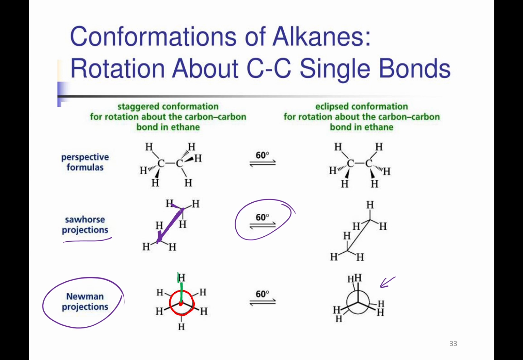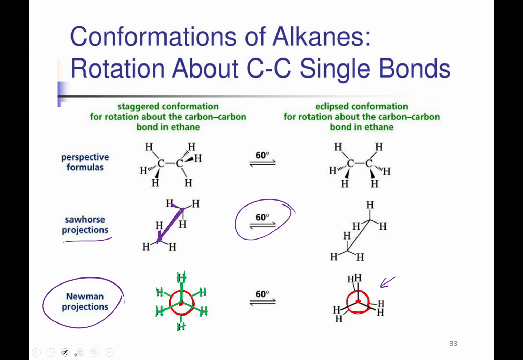So this would be called a staggered conformation, where they're basically as far apart as they can get here. But this is an eclipsed. So I'm going to put the carbons back in red. So here's our first carbon and here's our back carbon.